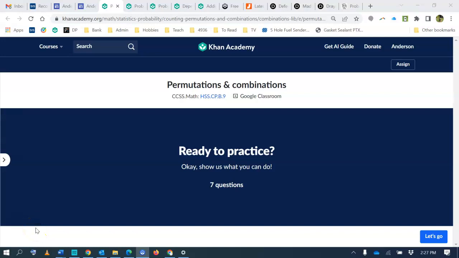Permutations and combinations. So this assignment can be a little challenging, so take it slow and really think it through. One of the hardest things to do is figure out if we're doing a permutation or combination, and then looking at the numbers and trying to figure out how to solve it. So, like I said, be patient on this assignment.